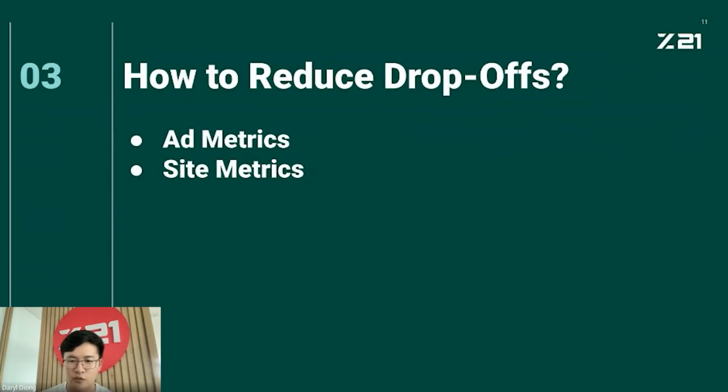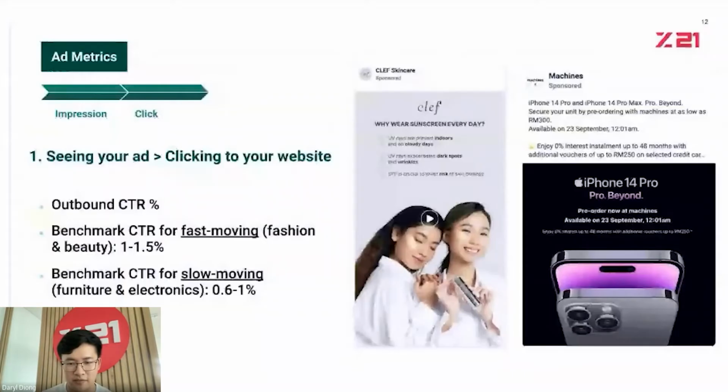I'll break it down into two segments, ad metrics and site metrics. Let's start with ad metrics. As I said earlier, most e-commerce brands rely on ads for their traffic. So I will just use Meta ads as an example, but it is the same for Google ads, TikTok ads, everywhere. The first step is customers seeing your ad and deciding whether to click and come to your website. This is the equivalent of me going to a shopping mall, looking at the shop and determining whether I want to walk inside. Not everyone who goes to a mall will enter your shop.